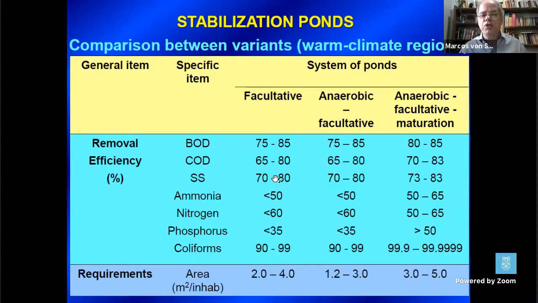In our climatic conditions, the land requirements will vary, for instance, between 2 and 4 square meters per inhabitant for facultative ponds. If you use anaerobic ponds, the total area will decrease a bit, but still a large area. And if you incorporate maturation ponds, you will require very large areas, but then you are able to have very high removal efficiency of coliforms or in general of pathogenic organisms between 99.9 up to 99.9999. In other words, between 3 up to 6 log units of reduction.